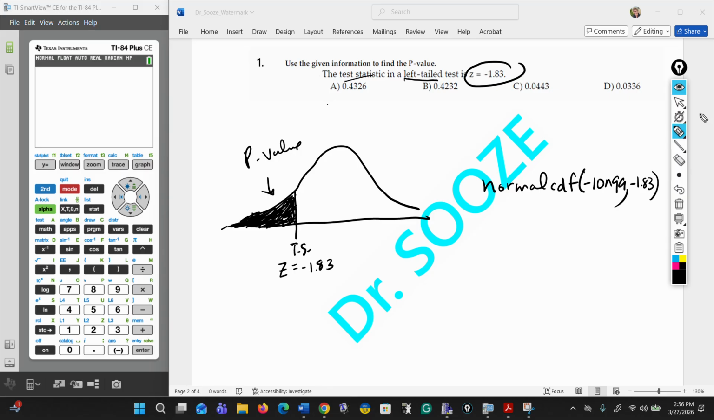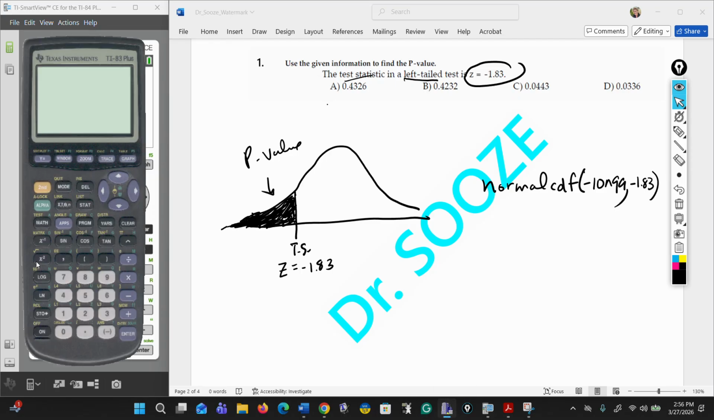Now, if I'm using an older calculator, that would be all I would have to tell it. So this is an 83 plus, which in many ways is easier than these newer models. I just get into second vars, come down here to normal CDF, and then tell it the left limit, which is a really large negative number, comma, and then minus 1.83. And then I'm going to press enter. And if I take that to 4 places, then that's going to be that answer there.